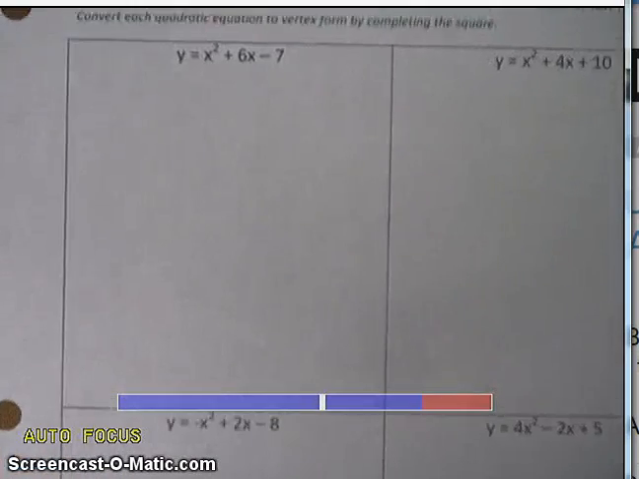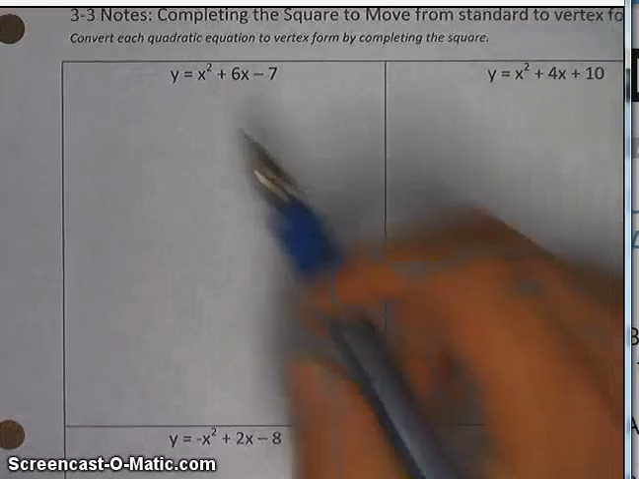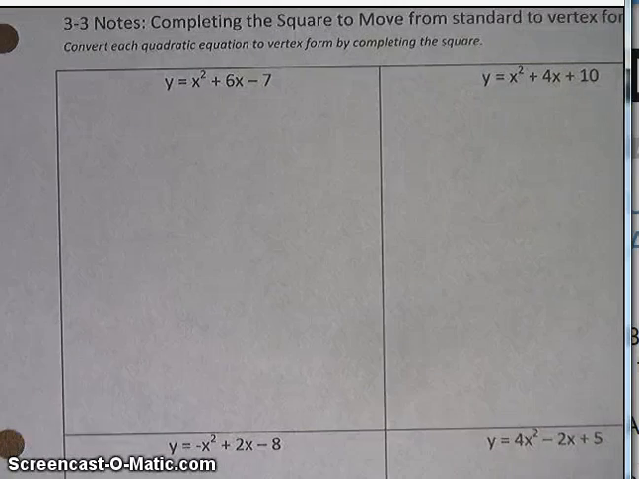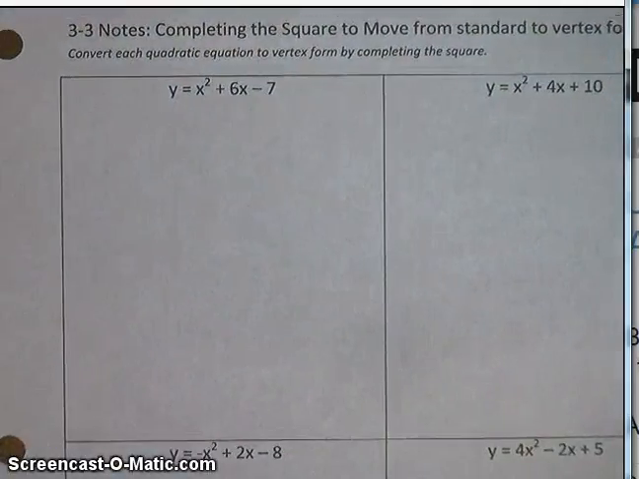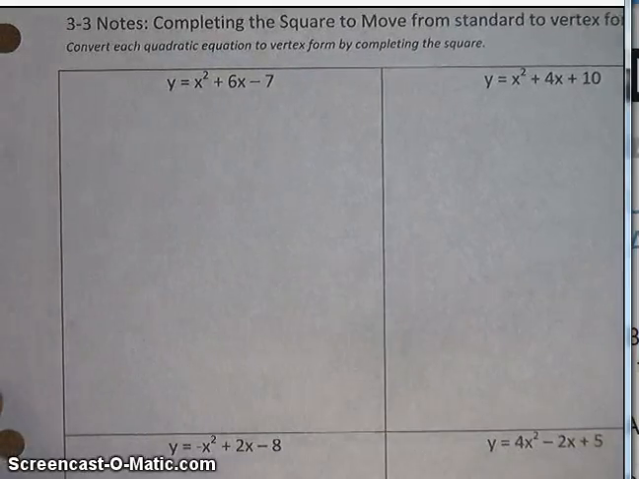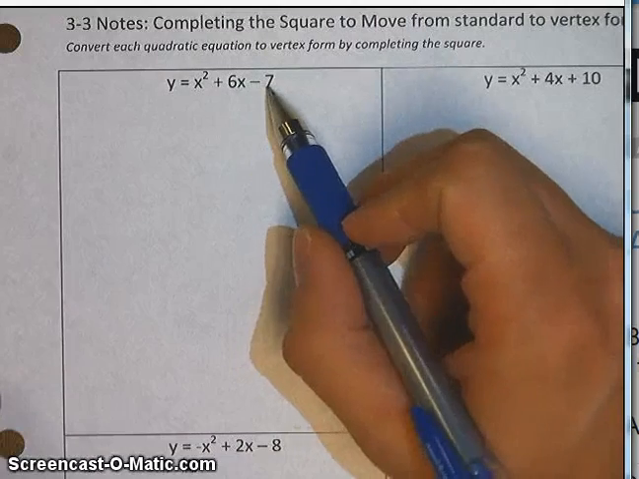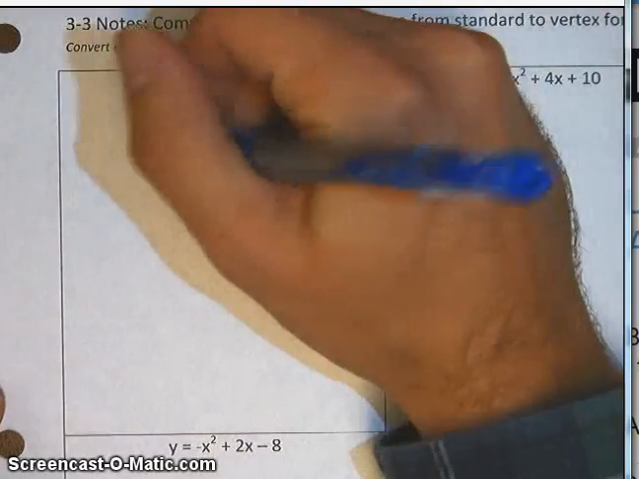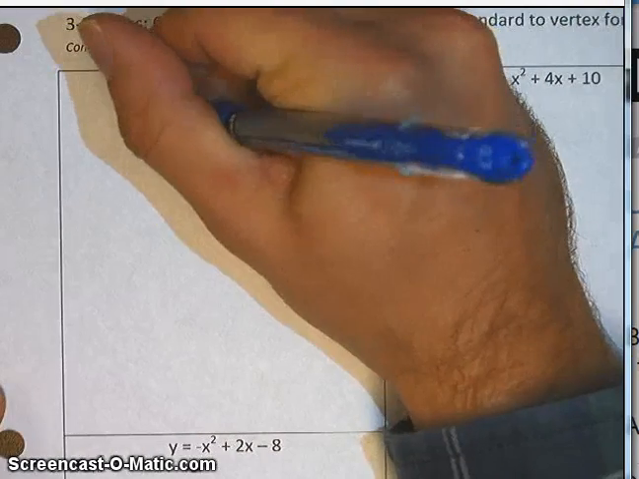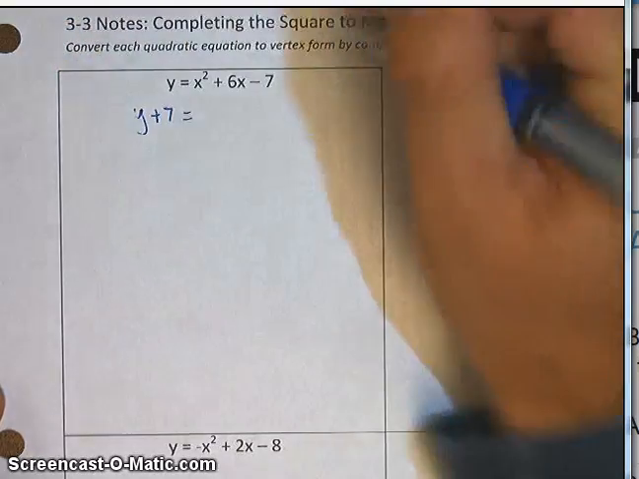So let's take a look at this equation, y equals x squared plus 6x minus 7. I know that's a quadratic function because it's got the squared up there. And we can write quadratic equations in vertex form by doing something called completing the square. And the first step to completing the square is getting just the x squared and x terms by themselves. So I'm going to move that negative 7 over to the other side. I'm going to do plus 7 on both sides.